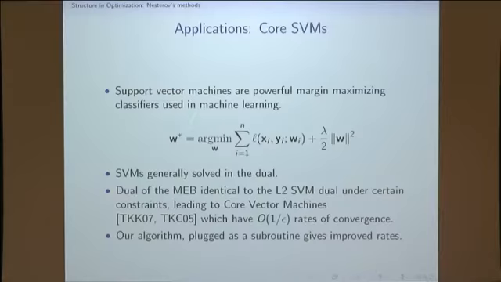You have the hinge loss plus a regularizer. SVMs are often solved in the dual in existing literature. What was done around 2005 and 2007 was people noticed that if you take the dual of the L2 SVM, where you are actually working with the hinge loss squared, the dual of that particular problem looks exactly like the dual of the minimum enclosing ball problem. So people used the existing algorithms for minimum enclosing ball to solve the SVM dual. And they noticed that it gives you very fast convergence in real life when you have large data sets.